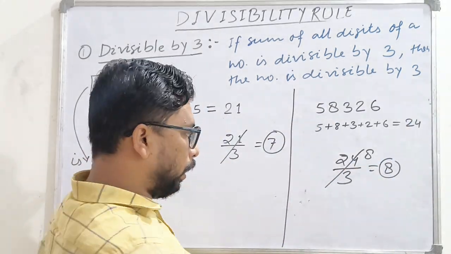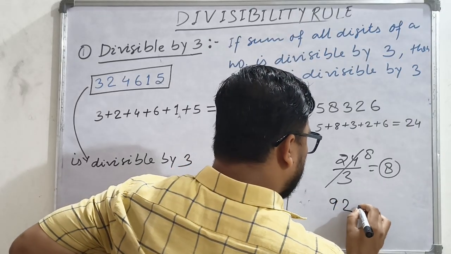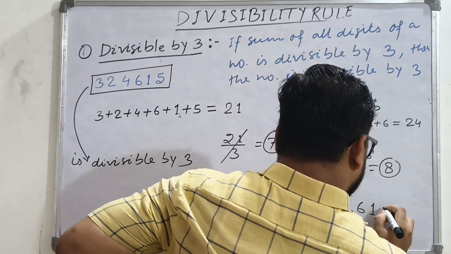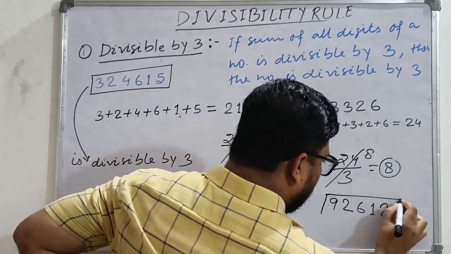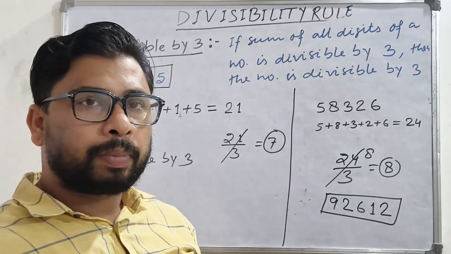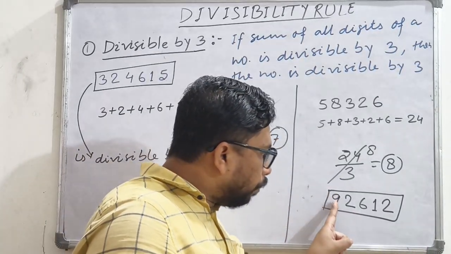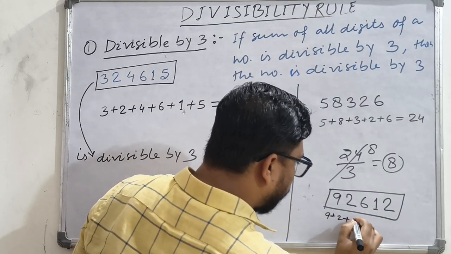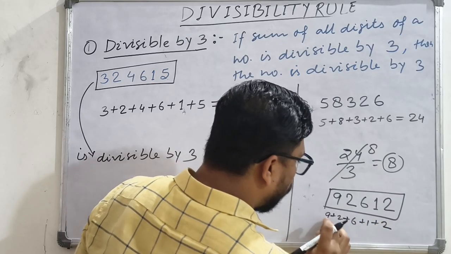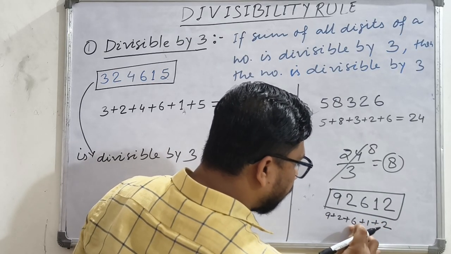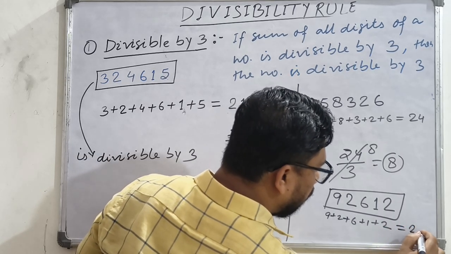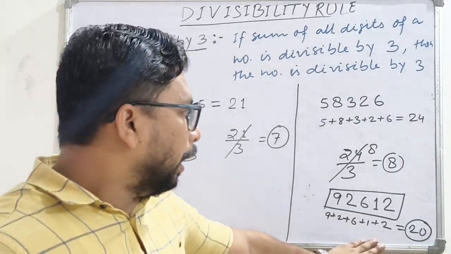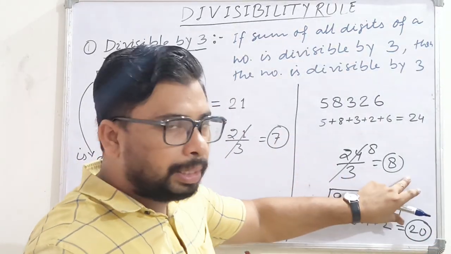Getting my point? Okay. 9, 2, 6, 1 and 2. Is this number divisible by 3 or not? Tell me. Your answer is, sir, the sum of digits is not divisible by 3. Why? 9 plus 2 plus 6 plus 1 plus 2. 9 and 2 is 11, 11 and 6 is 17, 17 and 3 is 20. Is 20 divisible by 3? No. 20 is not divisible by 3. Hence, the number will not be divisible by 3.